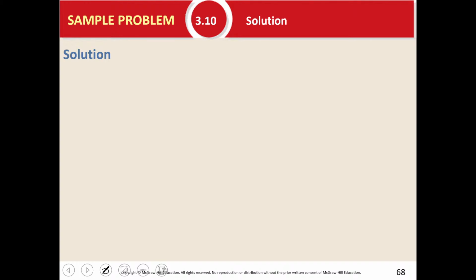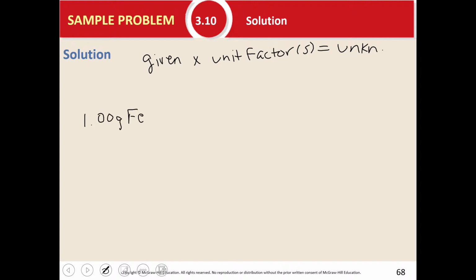So how are we going to get started with this? We have said so far we're always going to do our given times our unit factors equals our unknown. If you do not have a periodic table or the stoichiometry roadmap out and handy, go ahead and pause this video, pull them so you can follow them, okay? Now, our given information is our starting information. In this case, it was 1.00 grams of iron 3 oxide.